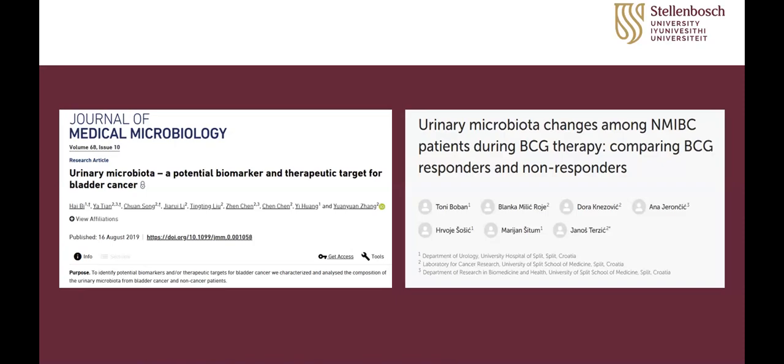Then here on the right-hand side, and this was quite interesting, and I think published earlier this year, if I'm correct, they looked at urinary microbiome changes in non-muscle invasive bladder carcinoma patients during BCG therapy, comparing BCG responders versus non-responders to see if there's any correlation. They used males who were recently diagnosed with urothelial cell CA of the bladder, post resection.